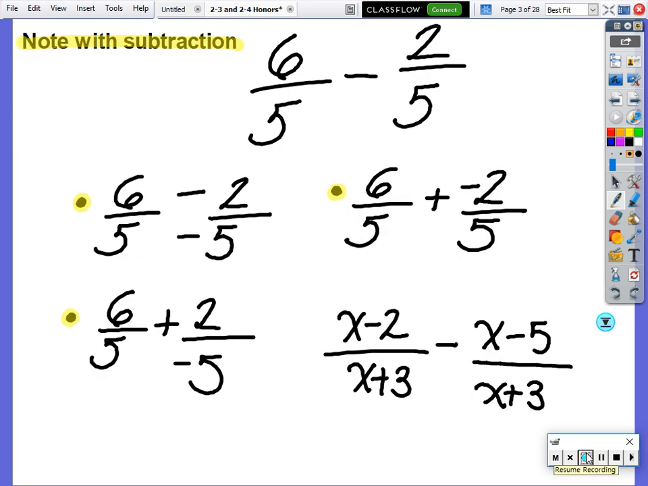Okay, now I do want to say one thing with subtraction. I know some of you have some misconceptions about subtraction, so looking at this. If I said take 6/5 minus 2/5, you have a common denominator, right? So you could combine the numerator.